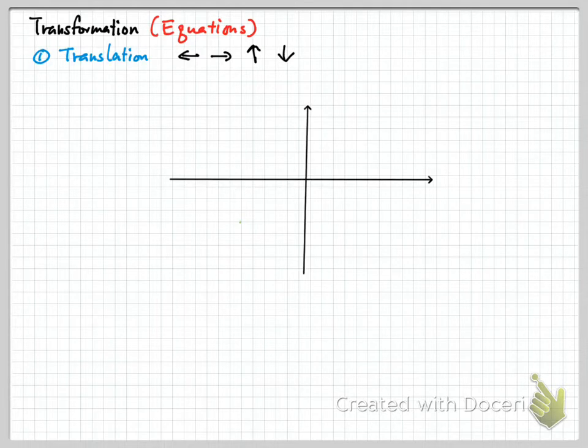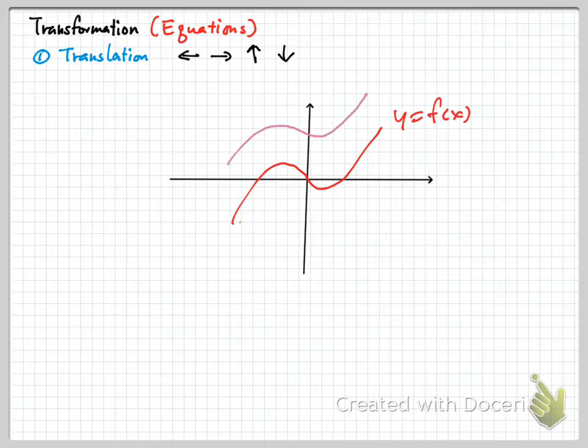So suppose the original graph is like this, right? In red we have y equals f of x. Now we can move the curve up and down. To move up, we might move up by k units, for example. It's move up by k, where k is greater than 0. Then the new graph will be y equals f of x plus k.